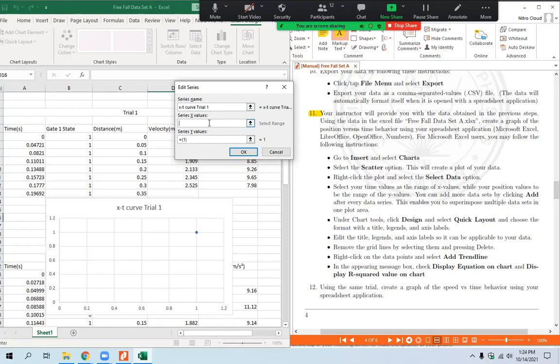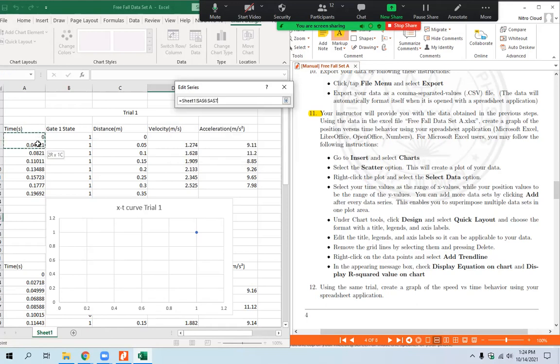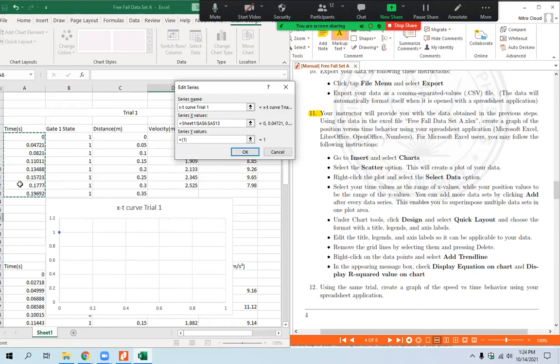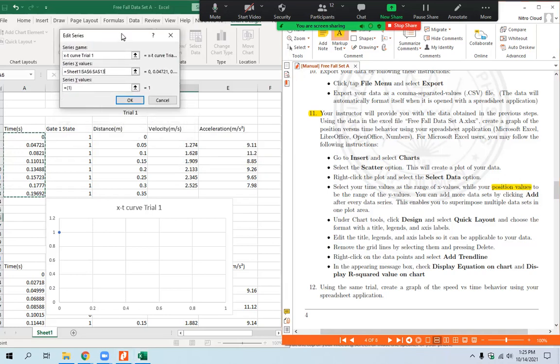So kapag maglalagay ako ng X values, what I can do is select 1, then just drag my mouse up to the last point where I want to plot. So yan, may data points na ako for X. Now, how about Y? Gusto ng manual ay position ang gawin kong Y. So, ang next kong gagawin, i-click ko yung series Y values.